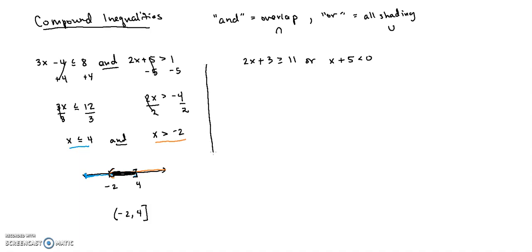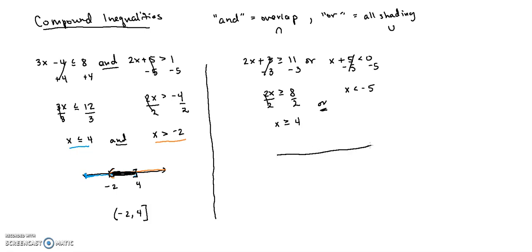Okay, so the first step is the same as the last one. We need to solve each one separately. So we're going to solve the one on the left. We need to get x by itself. So we get 2x greater than or equal to 8. And then we want to do the opposite, so we divide by 2. And we get x greater than or equal to 4. Okay, solve the other one. And we get x less than negative 5, so we just need to subtract 5 from each side. Okay, so those are our two answers, and this is an OR scenario.